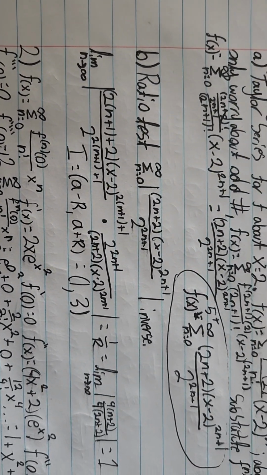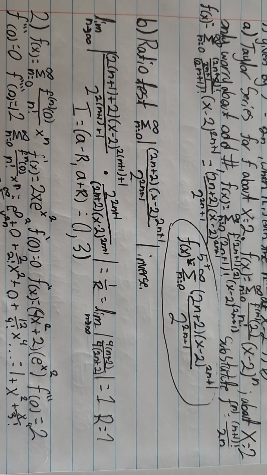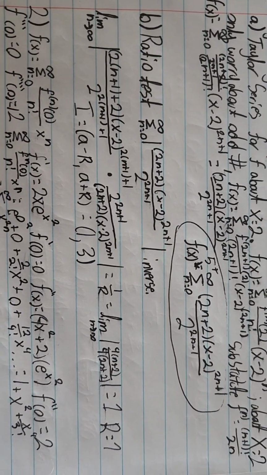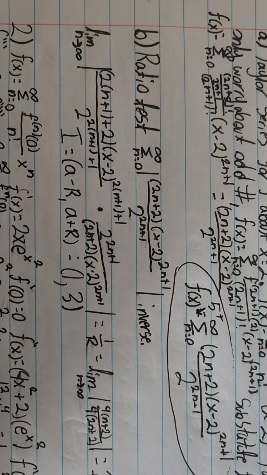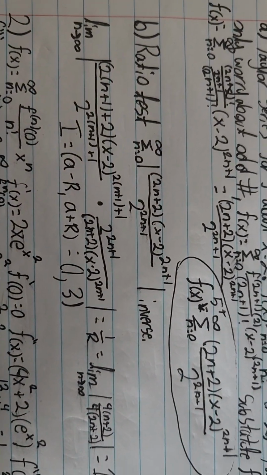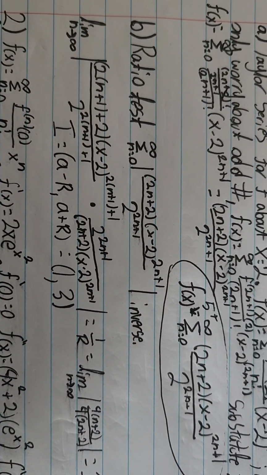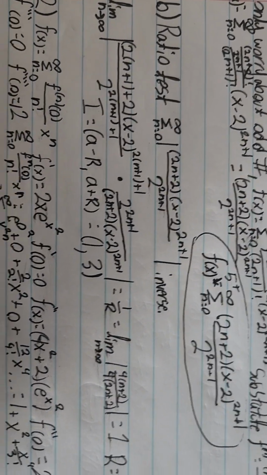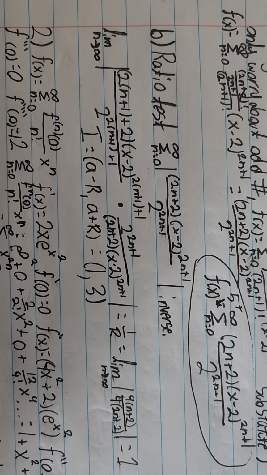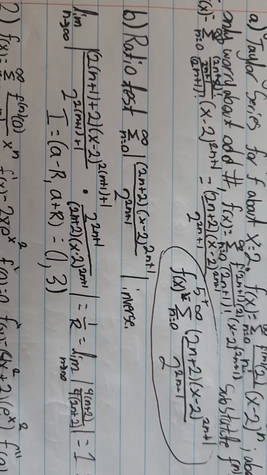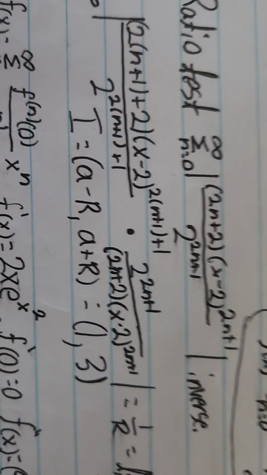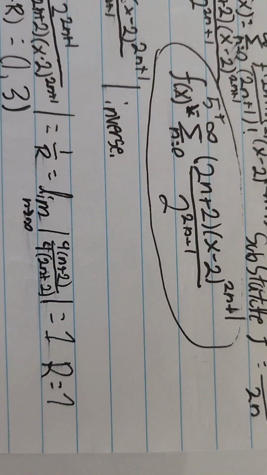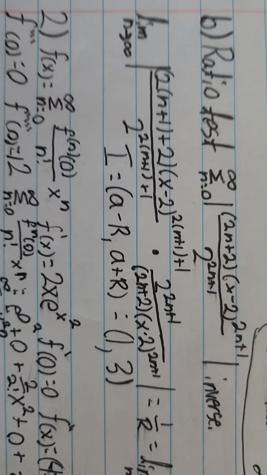B asks for the interval of convergence. The easiest way to do that is the ratio test, where you have your n plus 1 term over your n term. An easier way than just dividing and making a four-stack sandwich is to multiply by the inverse. That's why I wrote a note here saying inverse. I was telling myself to talk about it.